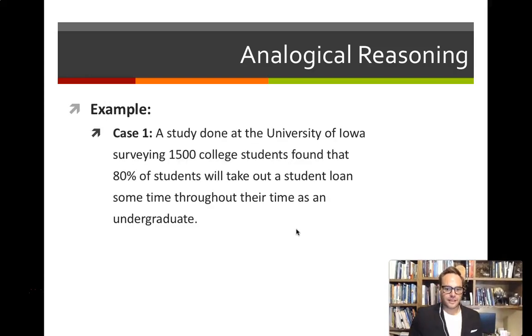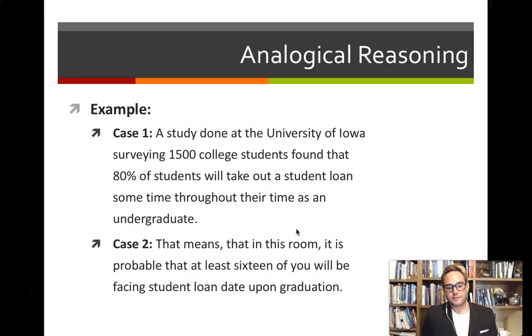So here's a case. A study done at the University of Iowa surveying 1,500 college students found that 80% of students will take out a student loan sometime through their time as an undergraduate. So 80% of students from this sample population are going to be taking out student loans.